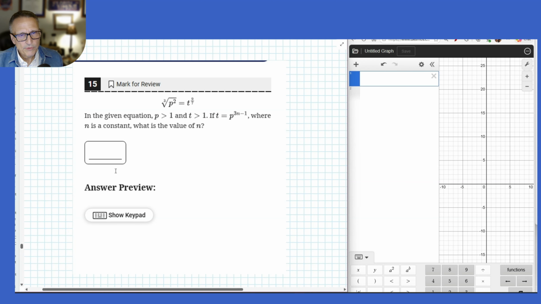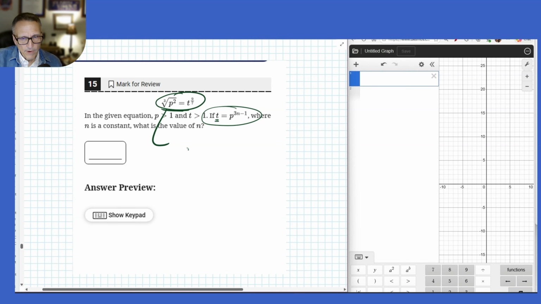All right, let's look at this one. In the given equation, P is greater than 1, T is greater than 1. If T is equal to P raised to the 3n minus 1, where n is a constant, what is n? Well, I have two equations here. So what I'm going to do, since this has T isolated, I'm going to isolate T on this one so I could then set the P's equal to each other. So let's take this equation.